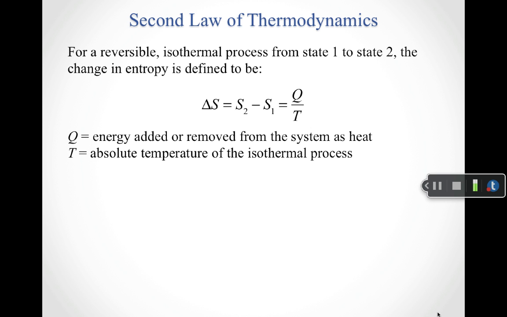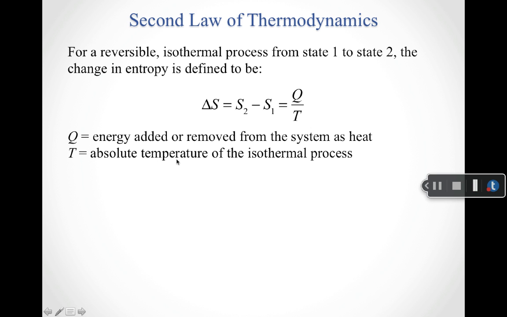So if I've got a reversible isothermal process that goes from state 1 to state 2, we define the entropy change to be, so delta S, the entropy at state 2 minus the entropy at state 1, right? This is just final minus initial. It's the energy added or removed from the system as heat divided by the absolute temperature of the isothermal process. So again, our isothermal process occurs at a single temperature, so this is that temperature.